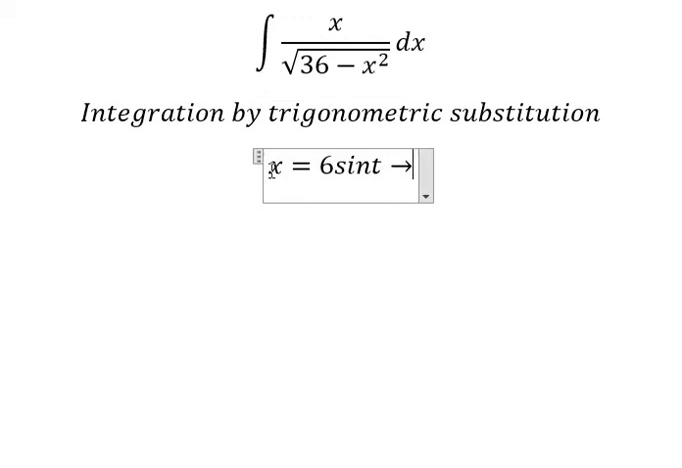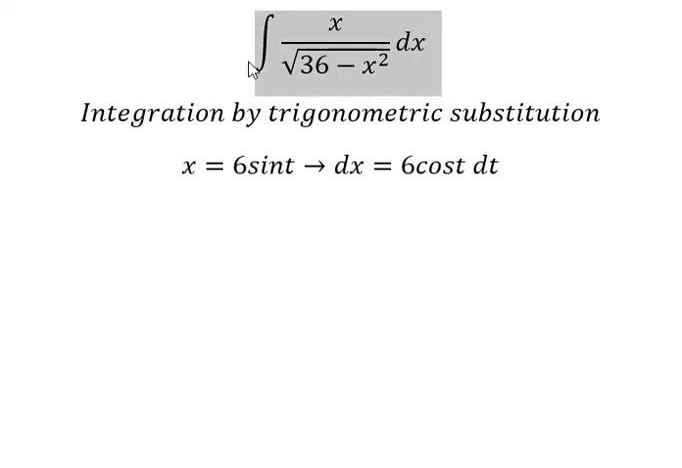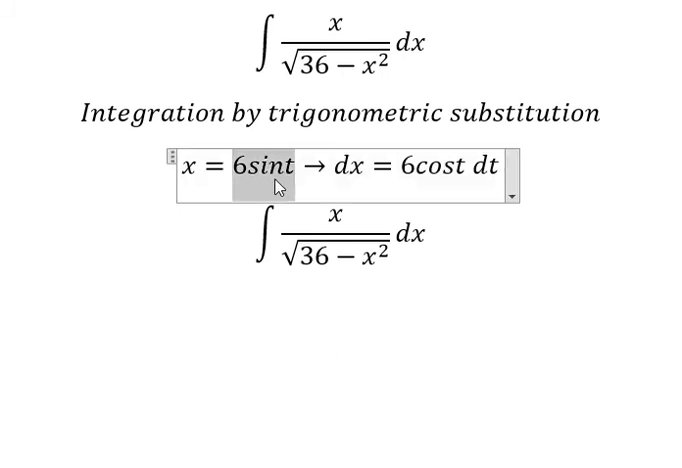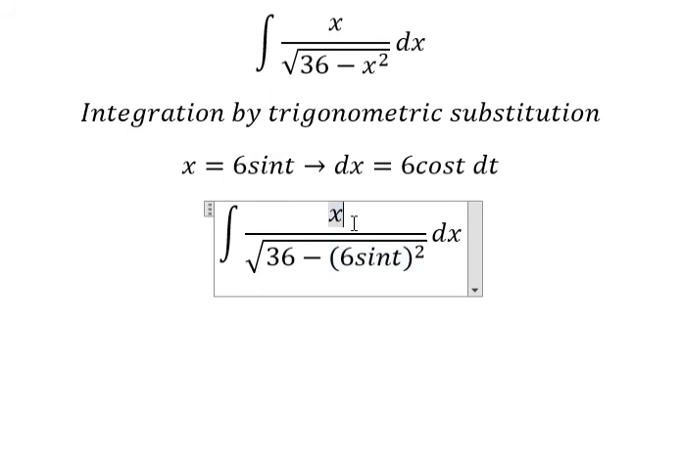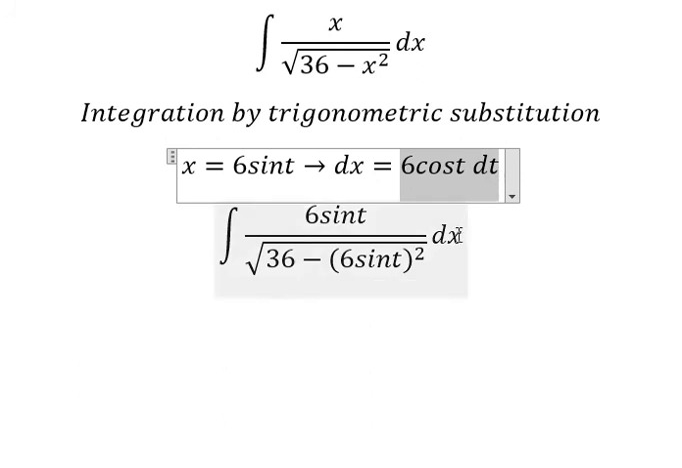So we need to do the first derivative for both sides. And you get ds equal to 6 cosine t dt. So I will put this one in here and here. This one we change by this one.